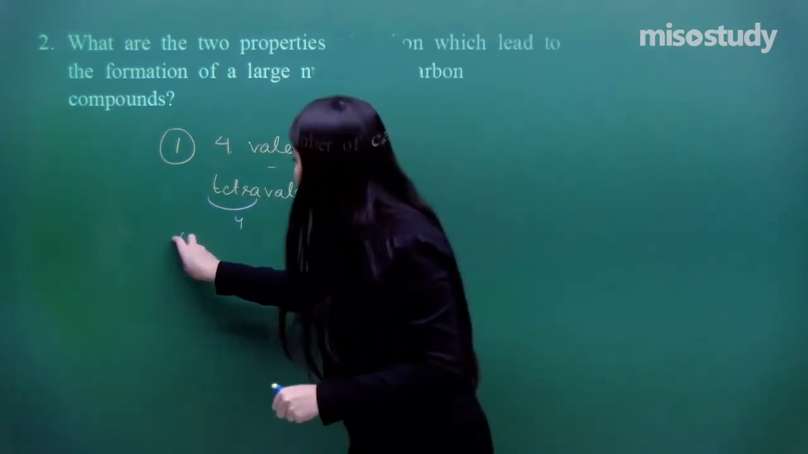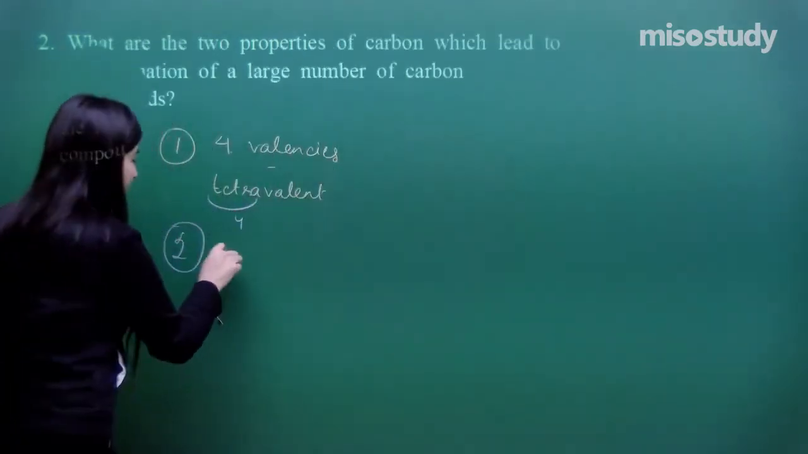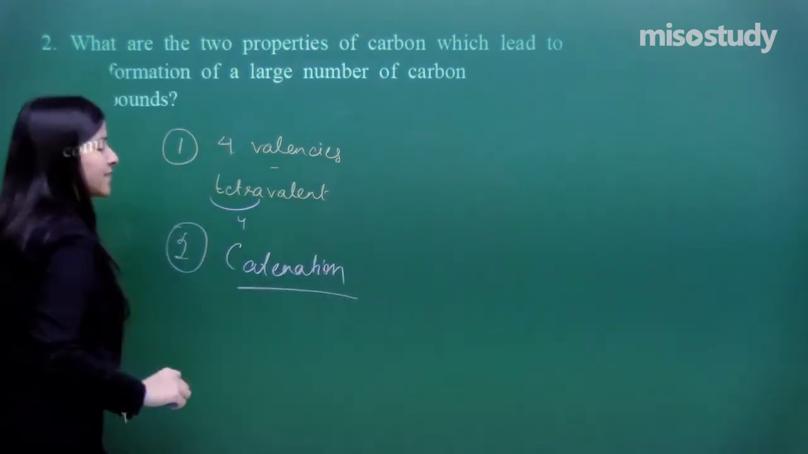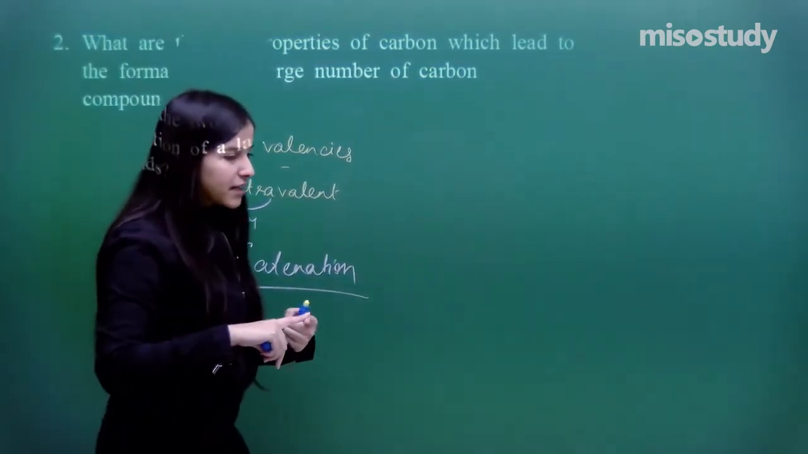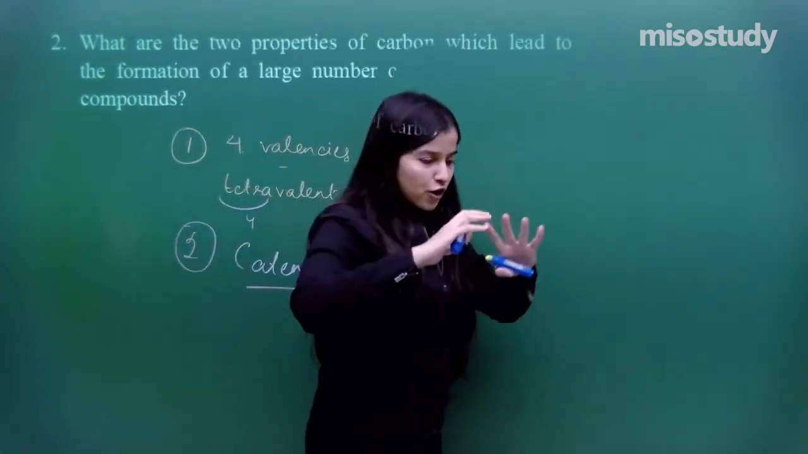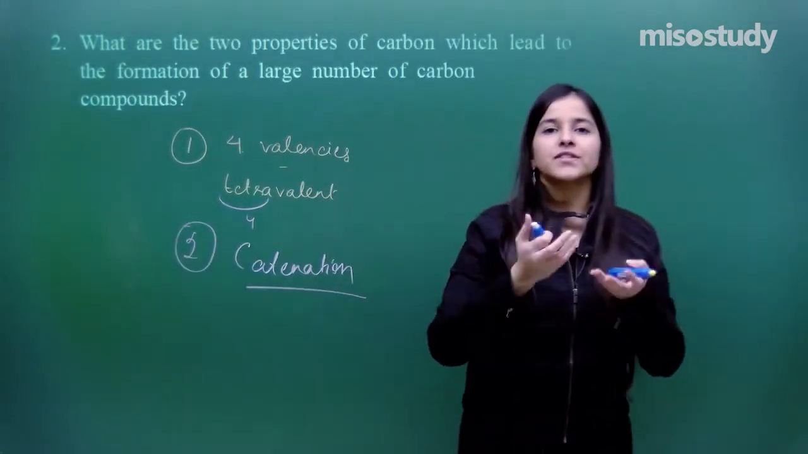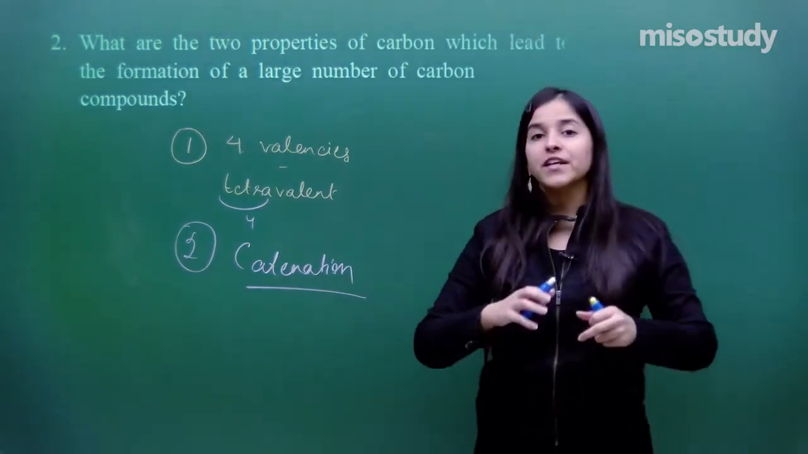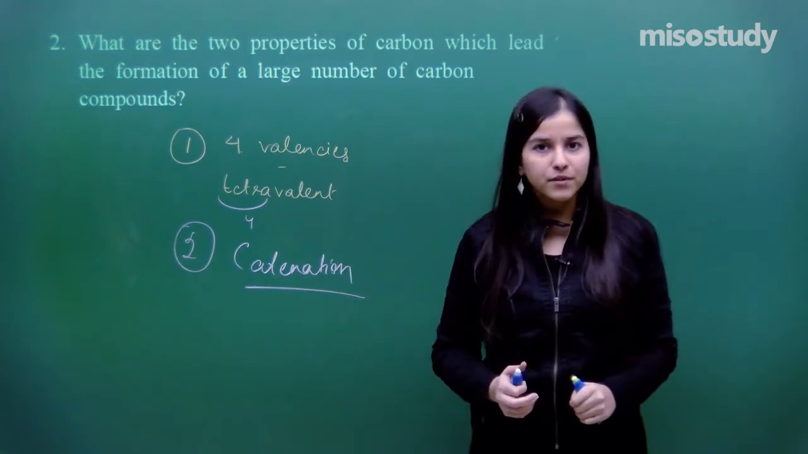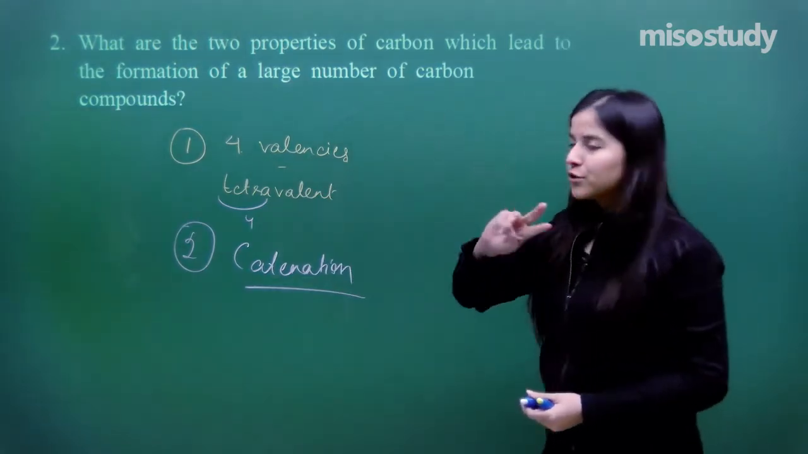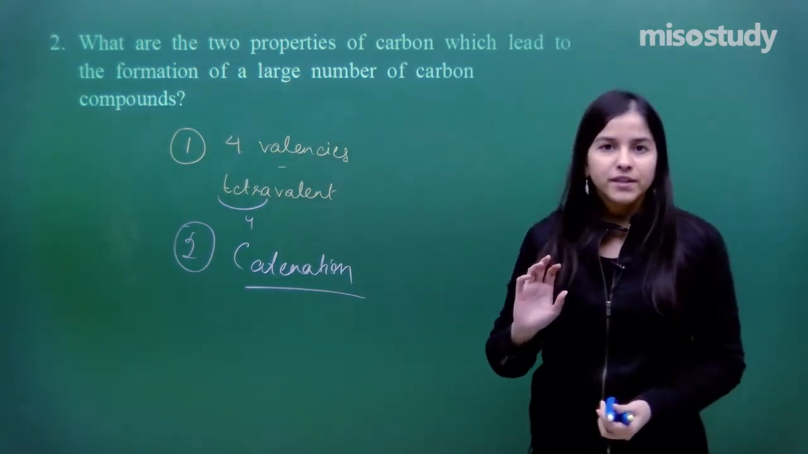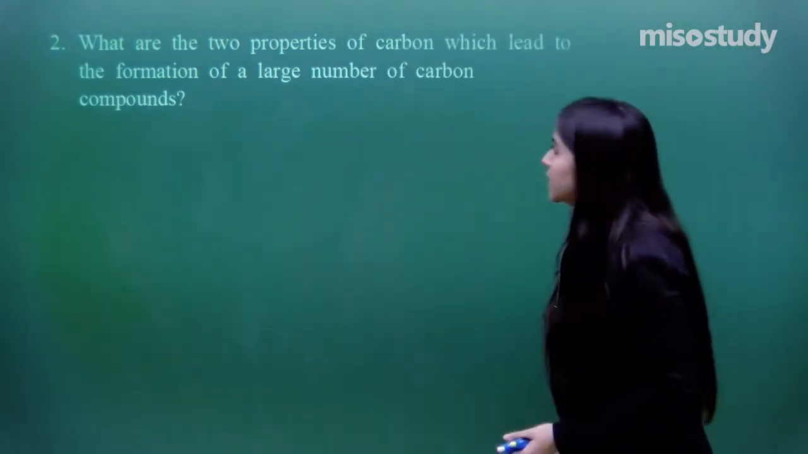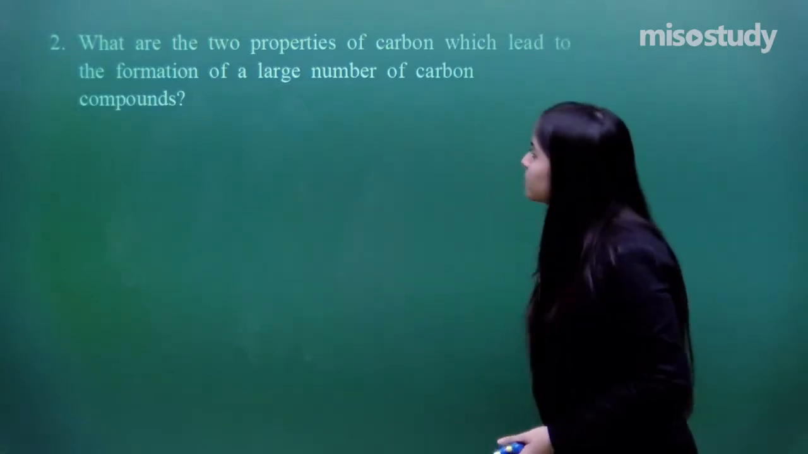And the second thing, the most important as I told you, is the property of catenation. Catenation is the self-linking property. One carbon can be linked with another and so on, forming a lot of chains, a lot of branches, a lot of cyclic rings as well. That is why it leads to the formation of very big structures having millions and millions of carbons. So those are the 2 properties. You have to form the answer on your own, fine. So that was question number 2.